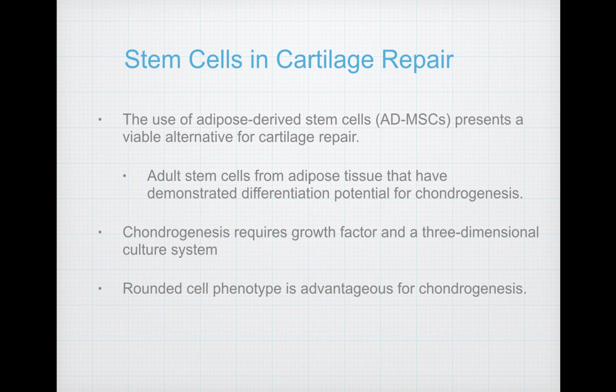Specifically, we use members of the transforming growth factor beta superfamily of growth factors. We also know that chondrogenesis requires a 3D culture system. In other words, the cells need to exist in a three-dimensional configuration relative to one another, just like they do in native cartilage. And lastly, we know that a rounded cell phenotype is necessary, meaning that if the cells can exist in culture in a rounded shape, that helps to direct chondrogenesis.